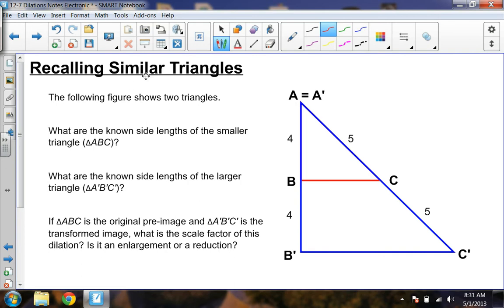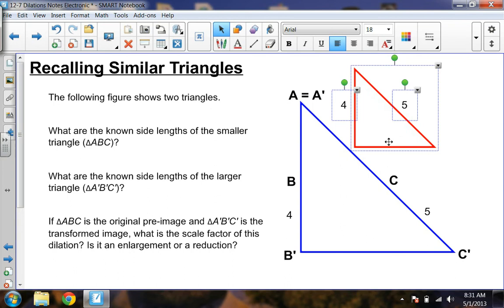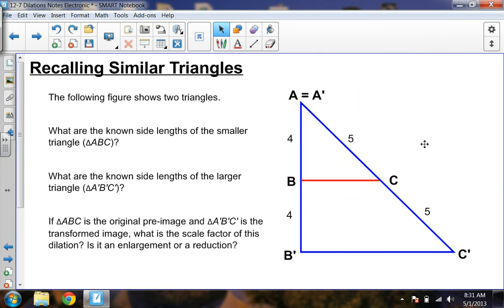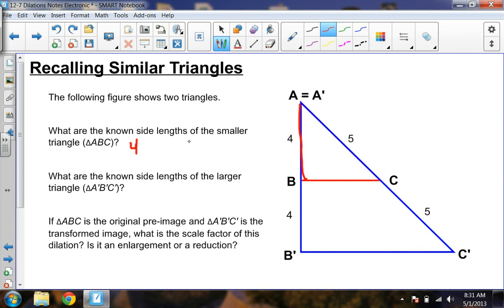Okay, let's recall similar triangles again. Now I have 2 triangles here. There's this one kind of creeping up from behind, this red triangle, and then there's this blue triangle. Now the blue triangle, you have to figure out how much bigger it is than the red one. So here I have a side length of 4. And this segment is 4 units, but we have to figure out the rest. So what are the known side lengths of the smaller triangle ABC? We know that there's one side length that's 4 and another one that's 5. I'm just going to go ahead and put them like that, 4 and 5.